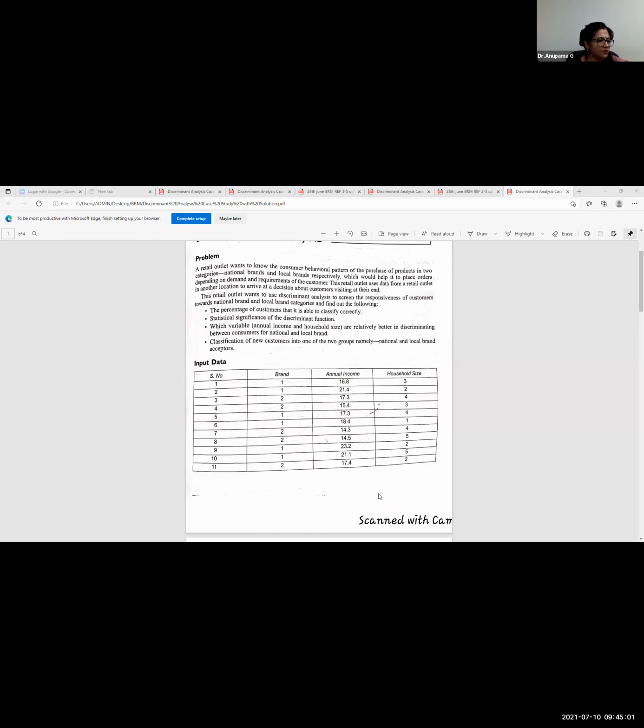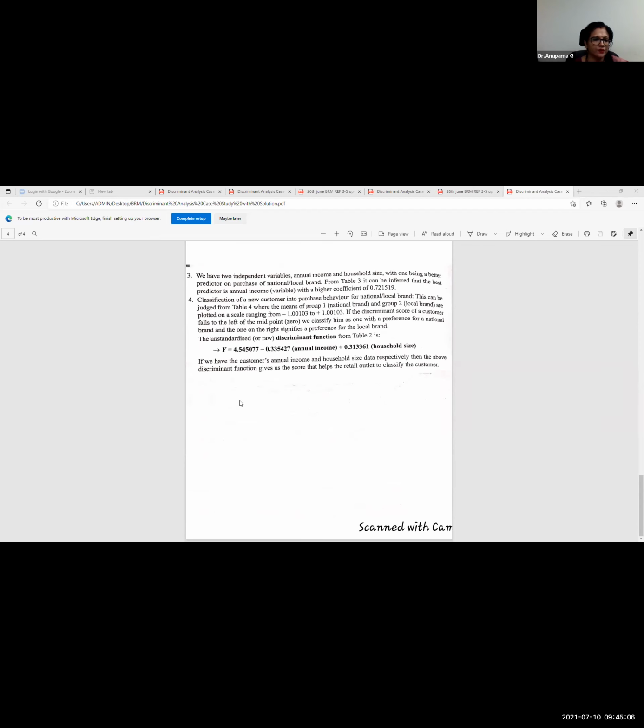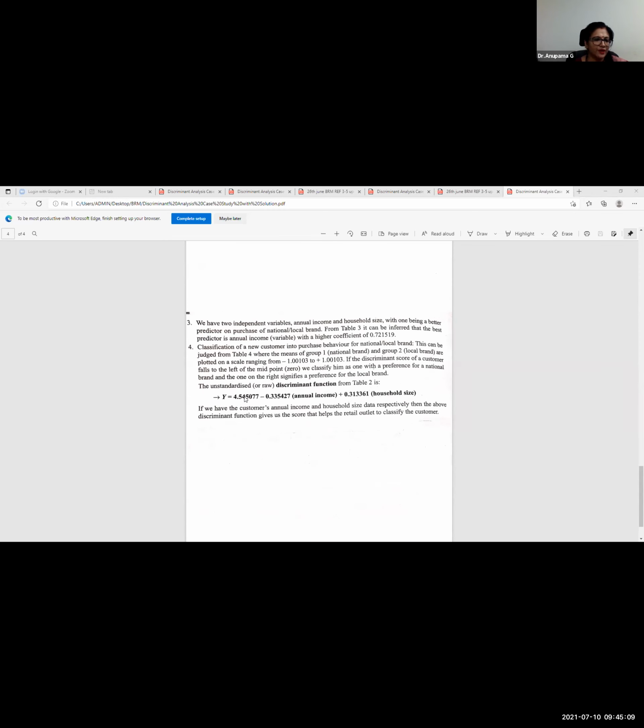Yeah. So if you see this, the value of the function is Y equal to 4.545077 minus 0.335427 of annual income plus 0.313361 of household size, right? Now, if I want to use a marker here, which is the dependent variable, for your identification purpose? Can you see I have highlighted Y is the dependent variable, right?